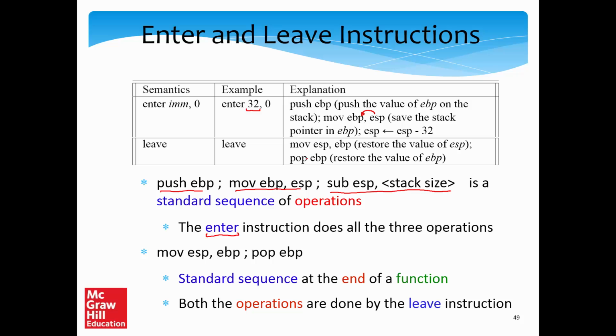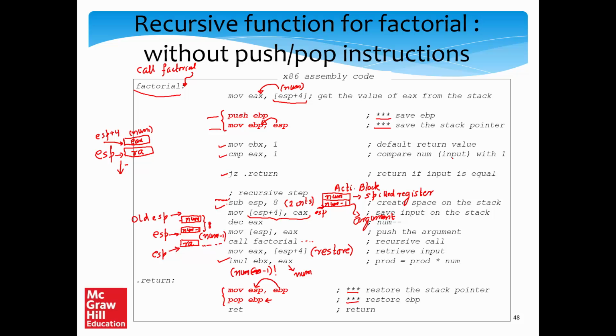Similarly, we have the leave instruction, which will do the reverse. It will move the value of the base pointer into the stack pointer, or in other words, restore the value of the stack pointer. It will pop EBP, which means restore the value of the base pointer, which is also a standard sequence at the end of a function, right? So what does the leave do? The leave instruction does the job of these two instructions over here: restore the stack pointer and the base pointer.